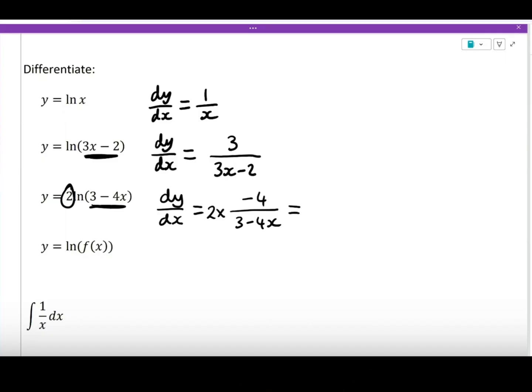And then we can simplify this. Okay, it would become negative 8 in the numerator. So I'm going to put the negative at the front, write 8 in the numerator, and then 3 subtract 4x in the denominator like that.